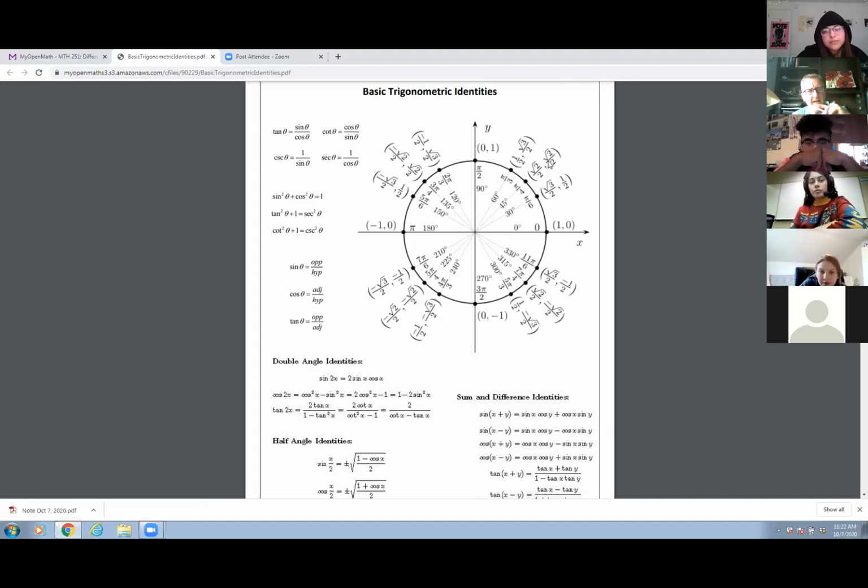Is sine the x or the y coordinate? The y. Sine is the y. So if you're asked for the sine of 4 pi over 3, you say, oh look, there's the point, and sine is the y coordinate. So there it is. It's negative square root of 3 over 2.